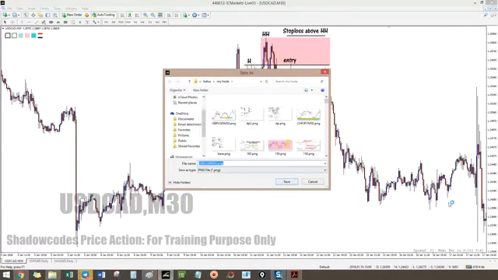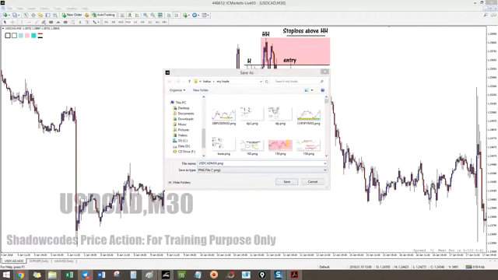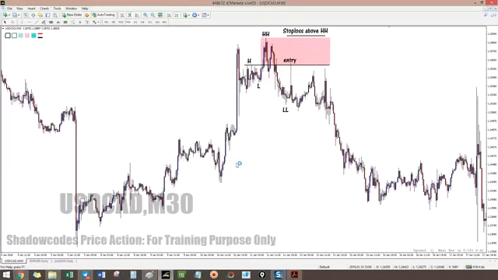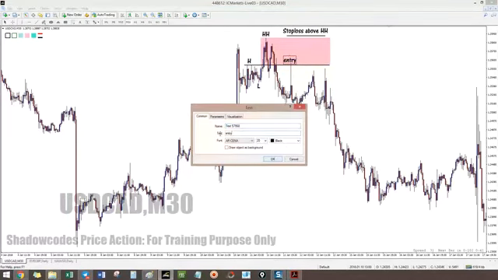What is the red zone? It's a supply zone. Supply zone, 161. I think I need to write this down. QM supply.